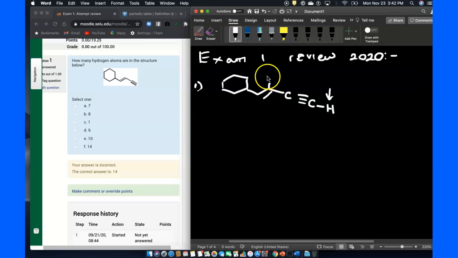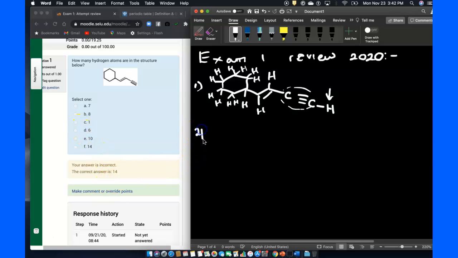Here I have 3 bonds, so there must be a hydrogen. Here there must be a hydrogen. Of course, here there must be a hydrogen. And each of these carbons on the ring must have hydrogens. So I hope by now you're counting them. And the answer should sum up to 14 hydrogens. There's 11 on the ring, 12, 13, 14. There's no hydrogen right here. So the answer here was 14.